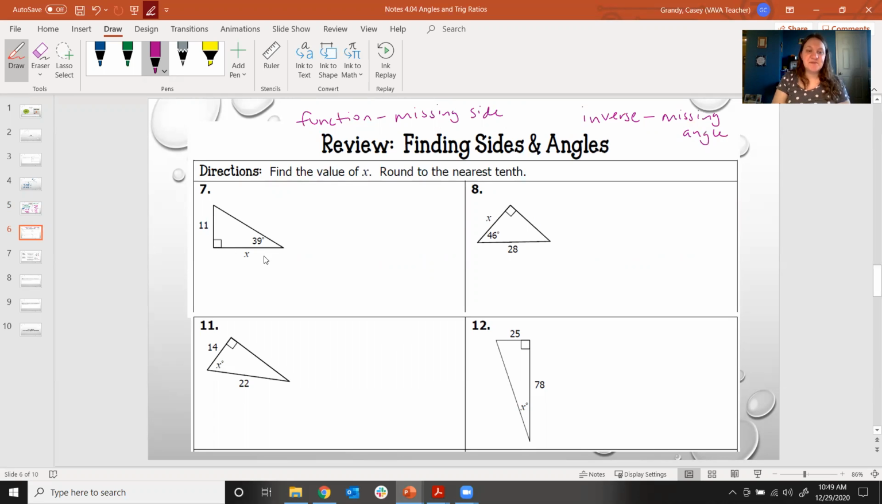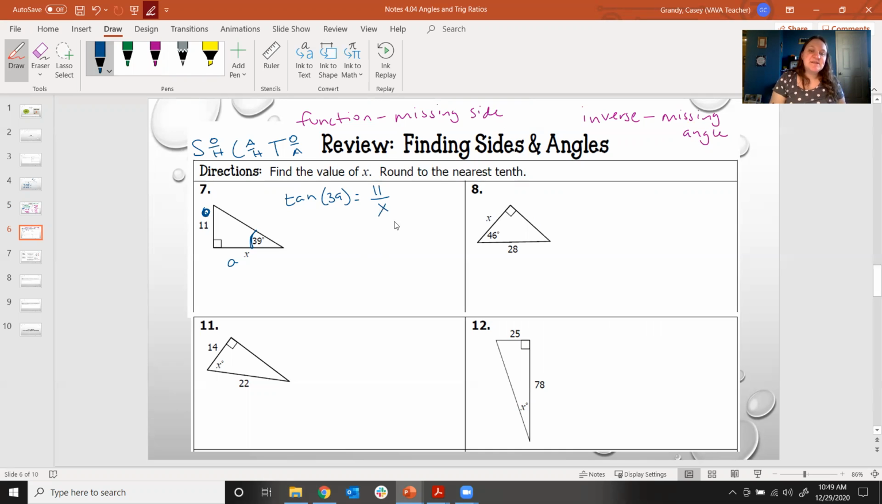Okay, so in example 7, x is a side, which means I don't need the inverse here. We're going to do exactly what we did last class. We're going to use SOHCAHTOA, and we're going to solve for x. Put an arc on your angle. Label the 11 and the x. 11 is opposite. x is adjacent. So I'm looking at tangent, O and A. So the tangent of the angle equals the opposite over adjacent.